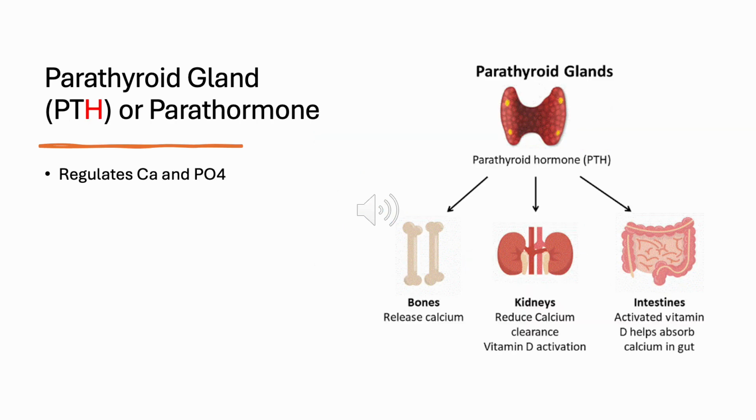So parathyroid hormone, or parathormone, regulates calcium and phosphorus. Remember that calcium and phosphorus live in an inverse relationship. So if calcium's up, phosphorus is going to be down. And if phosphorus is up, calcium is going to be down. With PTH, if there's a problem and it's increased in the body, you're going to have high calcium levels. And if it's lower, you're going to have lower calcium levels.